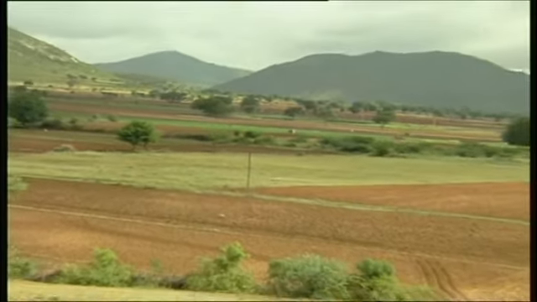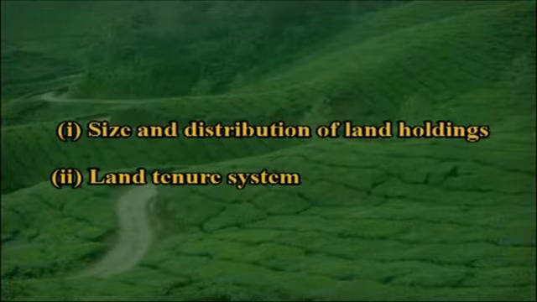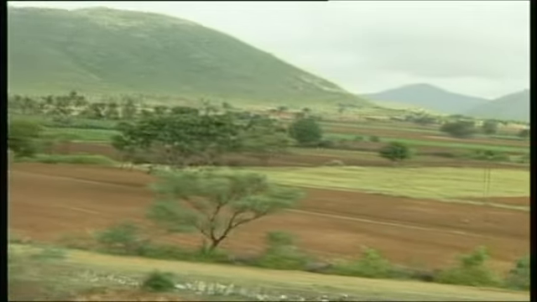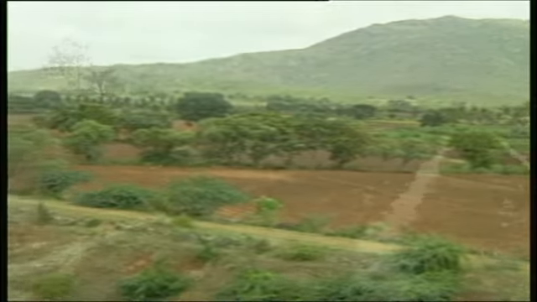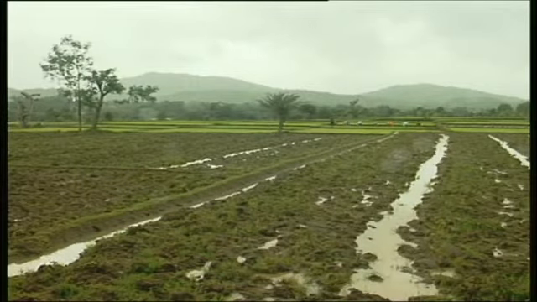Land is the basic means of production in an agrarian society, without which no agricultural production can take place. Two aspects of land that affect agricultural efficiency are the size and distribution of land holdings and the land tenure system. Land holding is defined as the area of land which a person or a family owns. It could be one piece of land or a number of small scattered pieces of land.